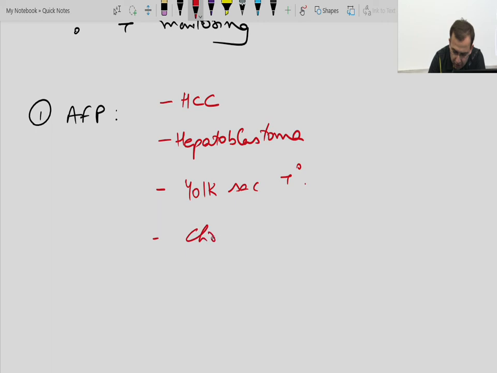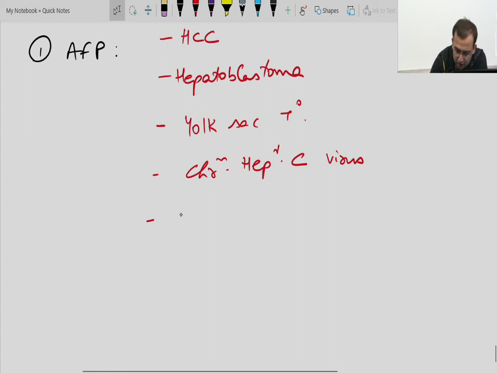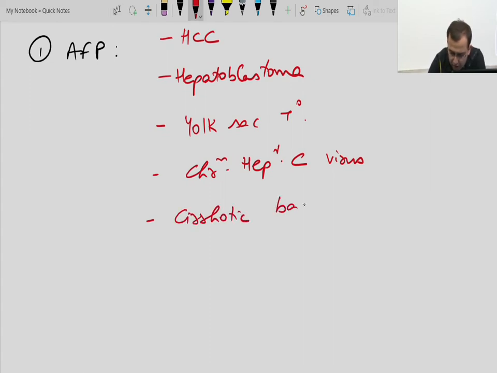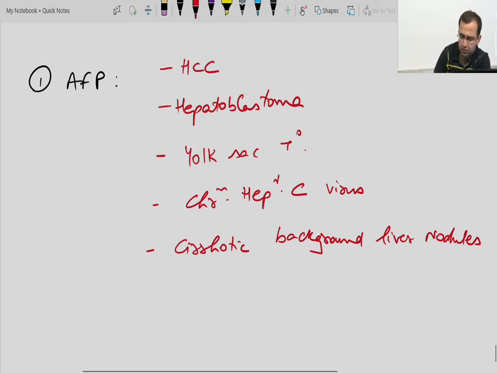Other causes of elevation are chronic hepatitis C virus infections and cirrhotic background liver nodules. It is also elevated in fetal distress and death. I am not writing that because we are writing the tumor markers.